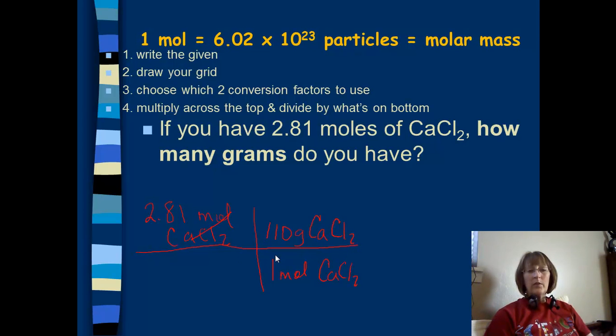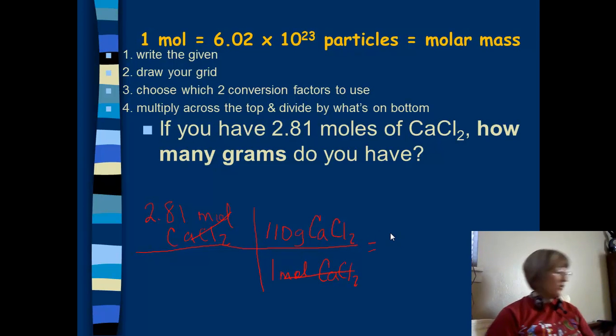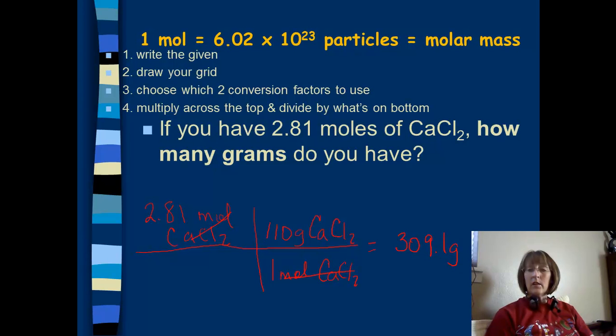So we have moles of calcium chloride on top and bottom. So our answer has to be in grams of calcium chloride because that's the only thing we have left. Multiply across the top, divide by what's on the bottom. So we end up getting 309.1 grams of calcium chloride. See, it's not too difficult at all. Yep. Moving on to the next one.